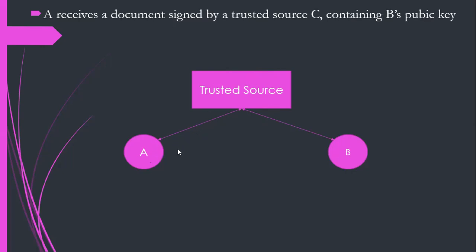Now when A receives B's public key from the trusted source C, A believes that some third person is not sending B's public key. A can trust the trusted source, and A will get B's public key because it is sent from the trusted source. Likewise, if B gets the public key of A from trusted source C, B will be ensured that it is getting A's public key from the trusted source. Okay, understood? Yes, sir.